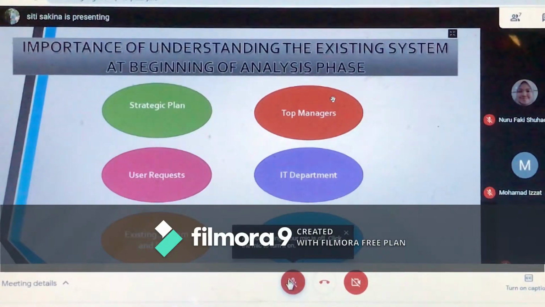Question number 9. Discuss the importance of understanding the existing system at the beginning of the analysis phase. The importance of understanding the existing system at the beginning of the analysis phase is internal factors, which include the strategic plan, top managers, user requests, information technology department, existing systems and data, and company finance. Number 1. Strategic plan.